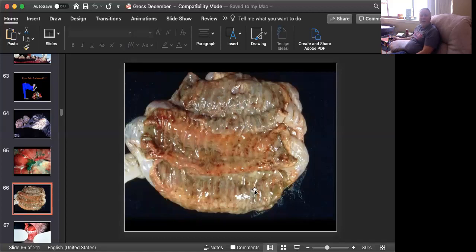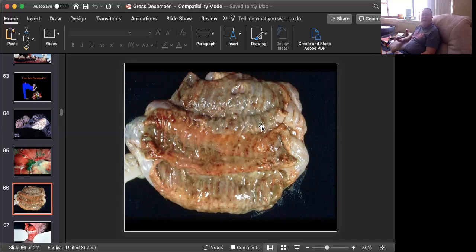We've made several incisions in the spiral colon, and then you can see this hemorrhage. Remember, hemorrhage equals necrosis in almost every case, very few strictly hemorrhagic diseases. And it's sort of gooey and necrotic, and it's the colon.